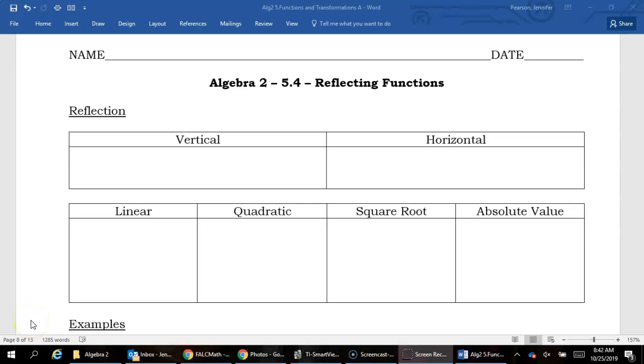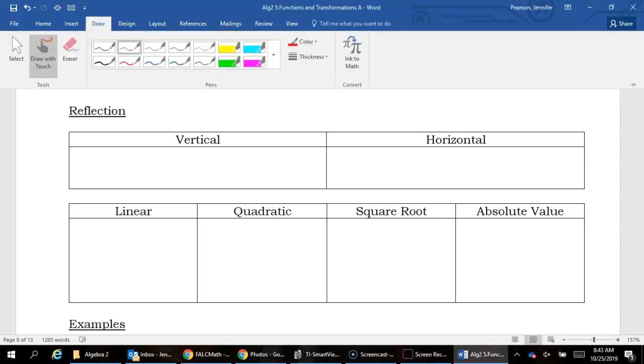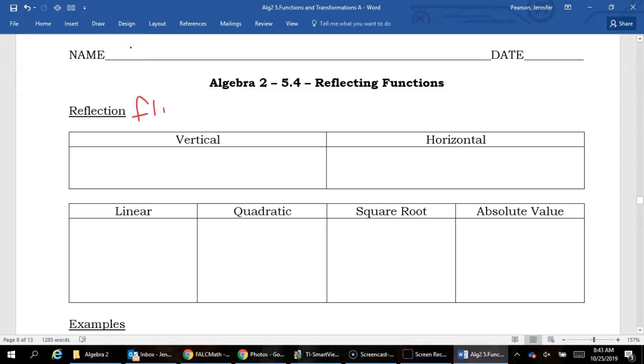This is Algebra 2, Lesson 5.4, Reflecting Functions. A reflection is a fancy way to say flip. And we flip functions using negatives. So a vertical flip would be flipping something up and down. And to do that, we just need to put a negative in front of the entire function.